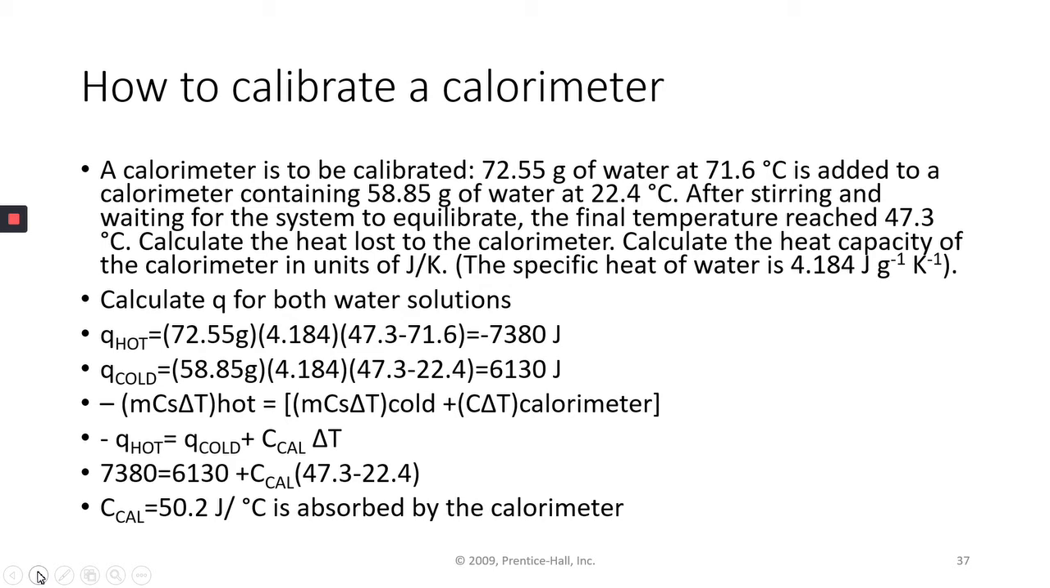The last thing we need to talk about is how to calibrate a calorimeter. We won't do this a lot, but it is useful that you know that there is some error associated with your calorimeter. And the way you calibrate it is you have water in your calorimeter and you know the mass and the temperature of it.